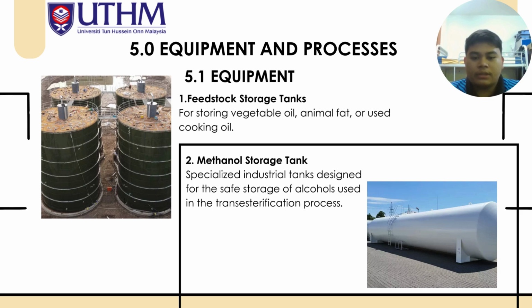So the first one is the feedstock storage tank. It is used to store vegetable oil, animal fat, or used cooking oil. The second one is the methanol storage tank. This tank is a specialized industrial tank designed for the safe storage of alcohol that will be used for the transesterification process.